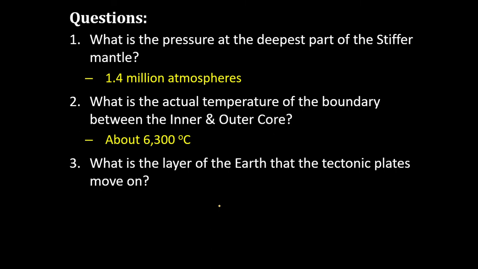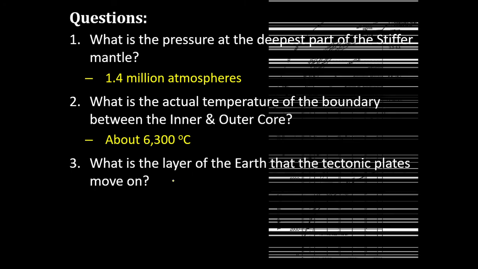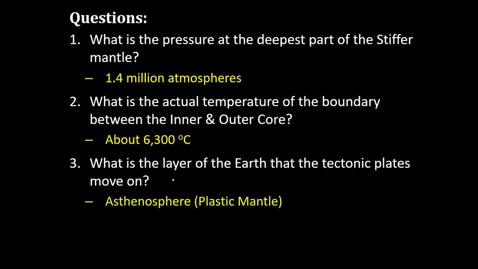Okay, number three, what is the layer of the Earth that the tectonic plates move on? So remember, Earth's tectonic plates are up here. That's the crust and the rigid mantle. So what allows those plates to move or float on? Well, that is going to be the asthenosphere or the plastic mantle. Remember, that is semi-solid, not totally liquid. It's plastic, but there is movement.